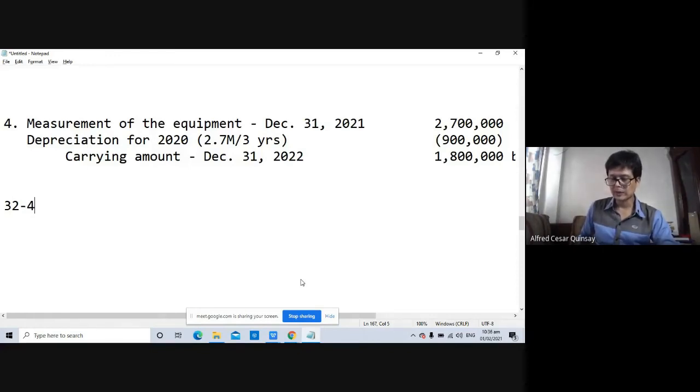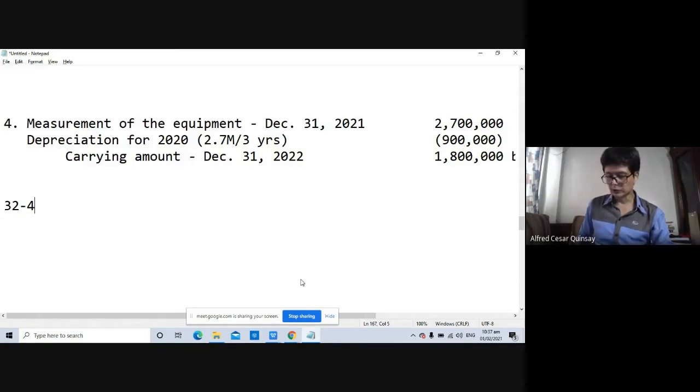What is the treatment of any gain of a subsequent increase in the fair value less cost of disposal of a non-current asset classified as held for sale? So nag-increase raw yung value, nag-gain. So the gain shall be recognized but not in excess of the cumulative impairment loss previously recognized. So C.